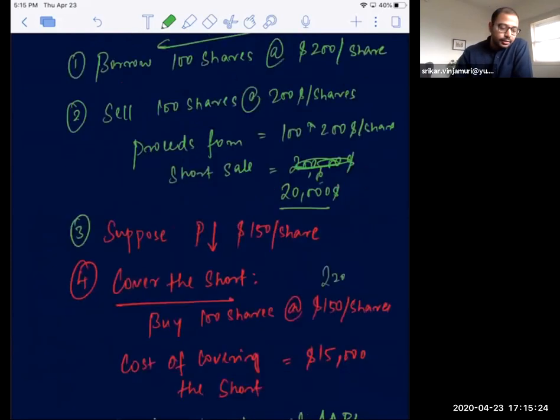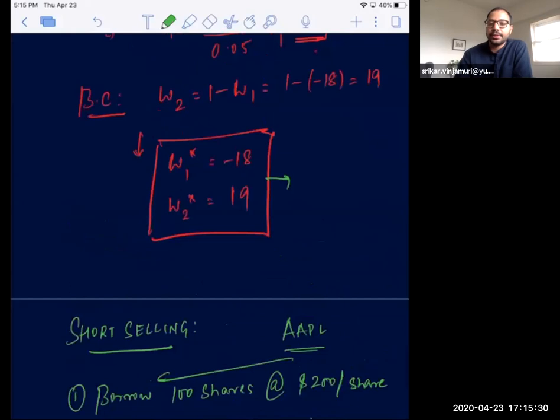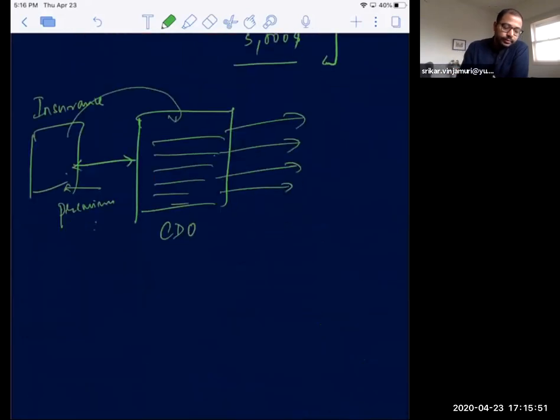Okay. So that leads me to, if you follow this argument around how you do a short sale, basically it's the same thing. Let me just turn off my email client. Don't keep buzzing. All right. If you have a portfolio weight of -18 on the first asset and +19 on the second asset, right? What do you do?